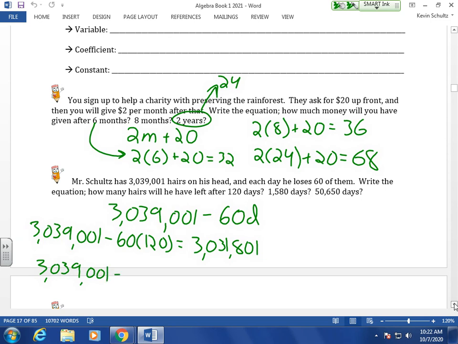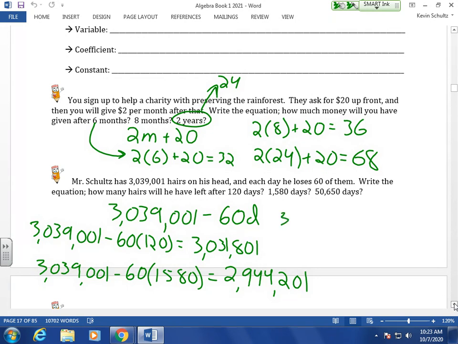3,039,001 minus 60 hairs after 1,580 days. How many hairs do I have left? I'm just replacing that variable, the number of days, with a new value that I want to test, right? My original total doesn't change, but how many hairs I've lost at this point, unfortunately, does. Caleb? 2,944,201.